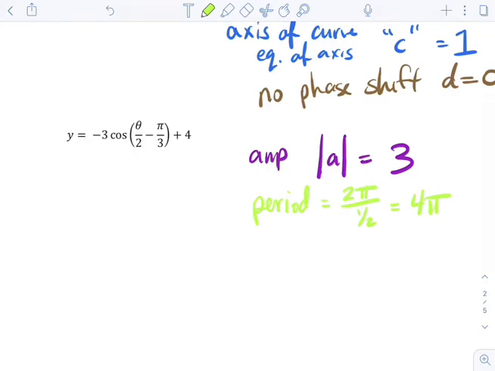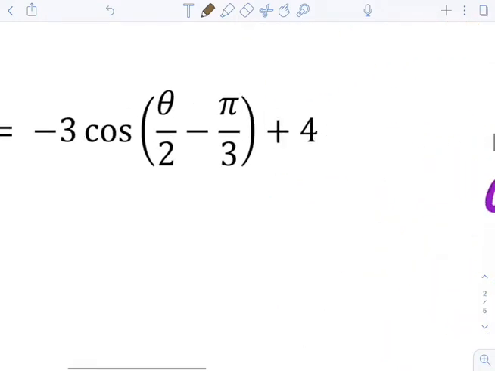Our equation of the axis, or axis of the curve, is the C value, and that's 4 in this case. Right, the value that's at the very end, same as we've always seen. Now our phase shift. That's our D value. Now in this case, our K has been distributed inside.